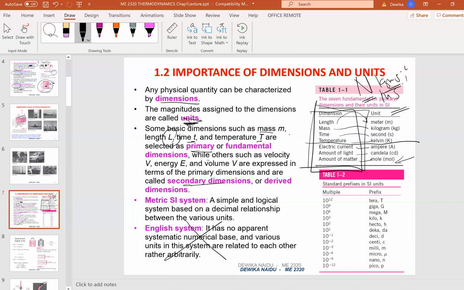We have two systems here, the SI system and the English system. We do not look at the English system in this syllabus. We only concentrate on the metric system. So make sure the textbook that you purchase is for SI units.